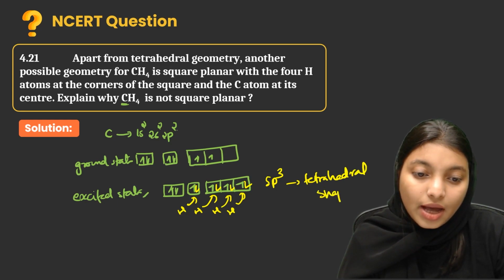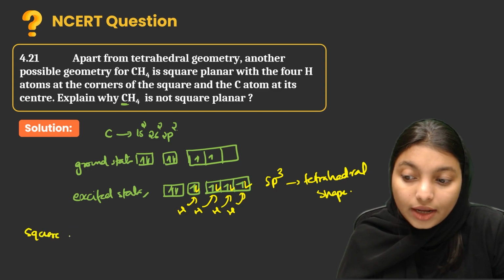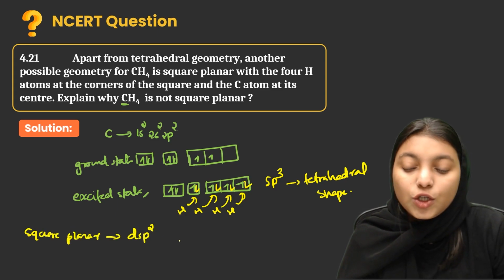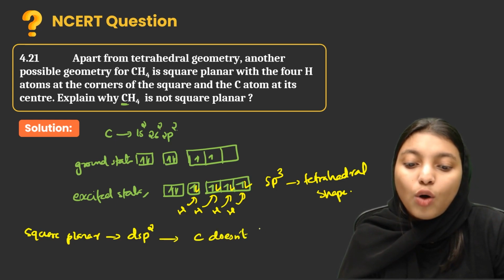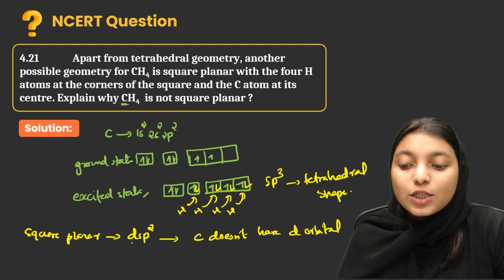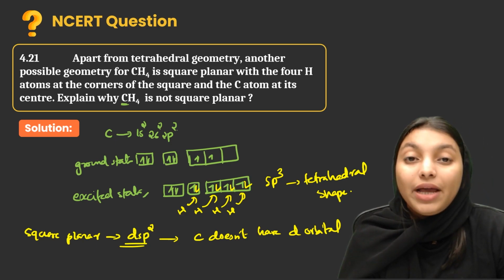or the tetrahedral shape. And for square planar, we know the hybridization is dsp2, and we know carbon does not have a d orbital to form dsp2 hybridization. That is why it cannot form a square planar shape.